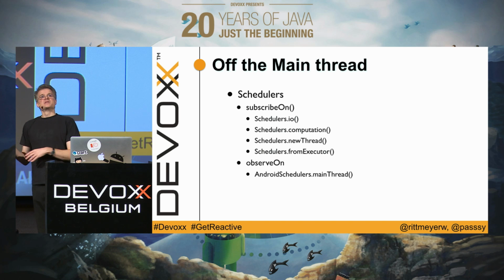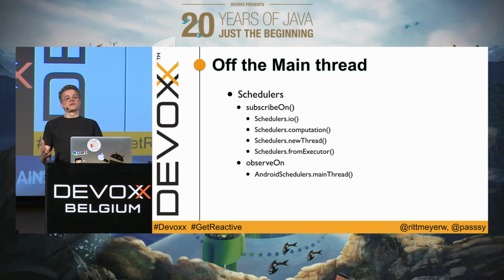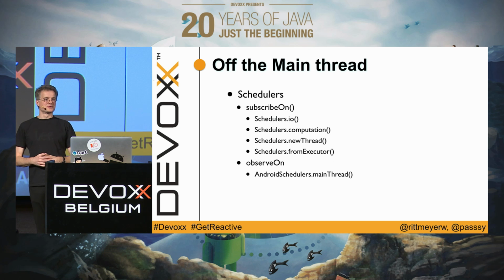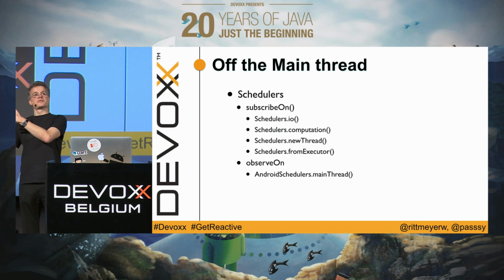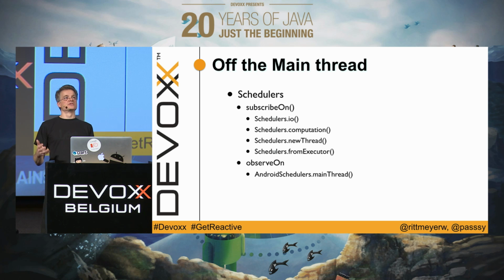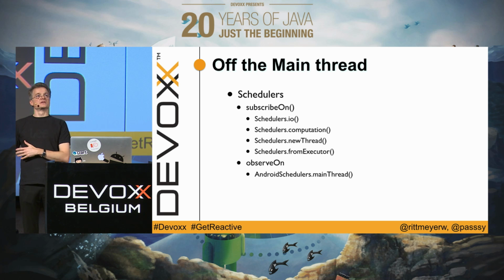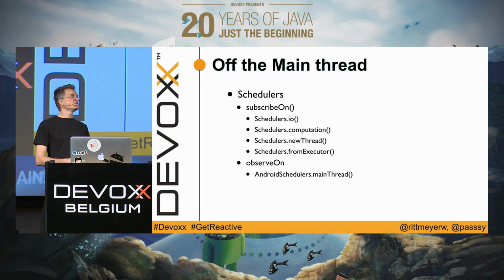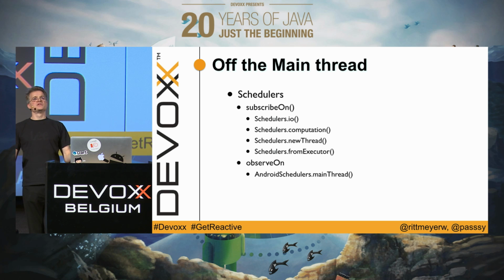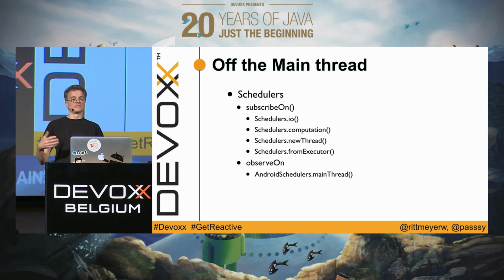Now, so far, everything that you've seen is running on the same thread, and most likely that's not what you want to do, especially not on Android, but not only on Android. And to move stuff to another thread, RxJava uses schedulers. Schedulers simply define a strategy to select a thread where stuff runs on. So there are different strategies. For example, Schedulers.io can be used for I/O bound tasks, for blocking tasks, and it selects a thread of a growing thread pool.